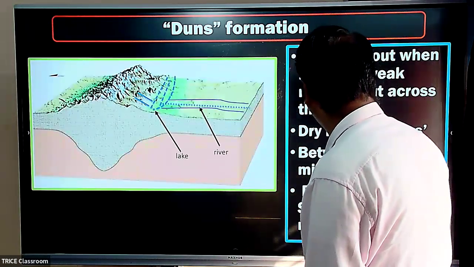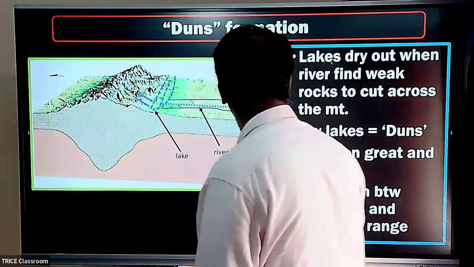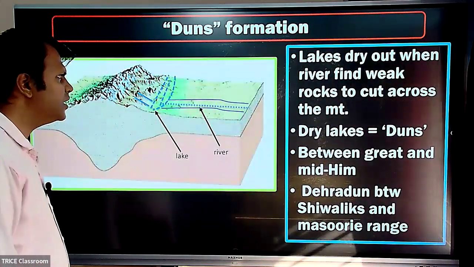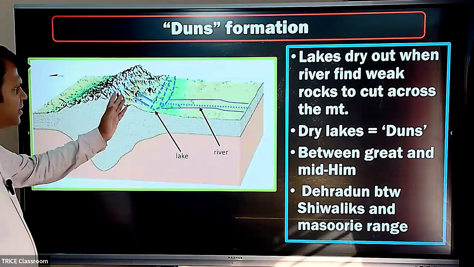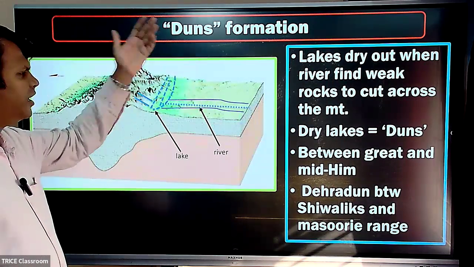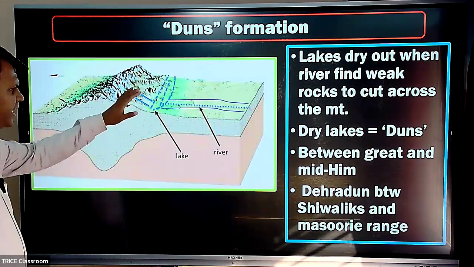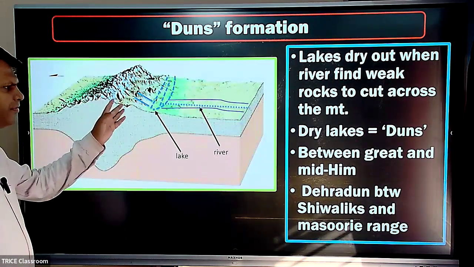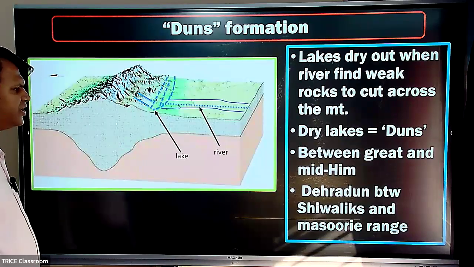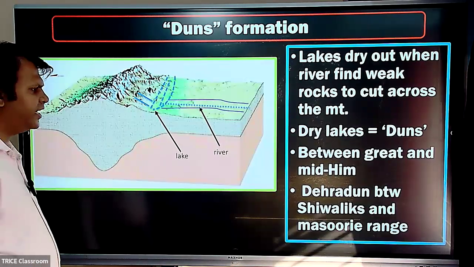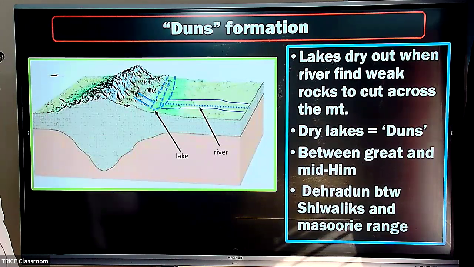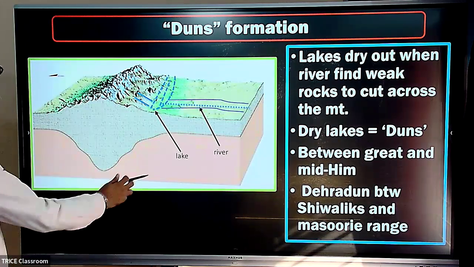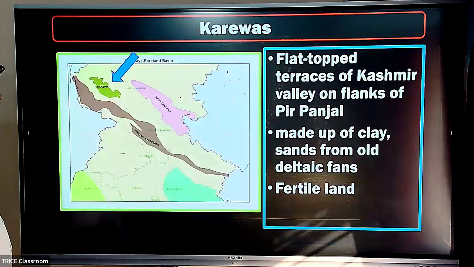Lakes dry out when there is no river, because it finds the weak rocks to cut across the mountain. So sometimes it finds a way out and flows as a river, and then it becomes a dry lake, right? Between the great and the middle Himalayas, you will find such lakes. Today they have dried. Now we have built cities like Dehradun, right? Dehradun is located between the Shivaliks and the Mussoorie range. I already explained the dun formation with that region.